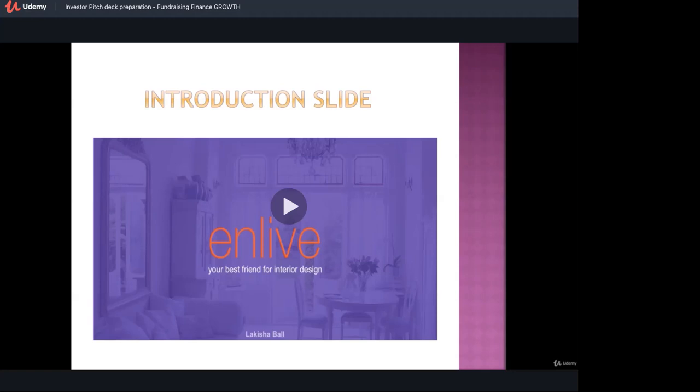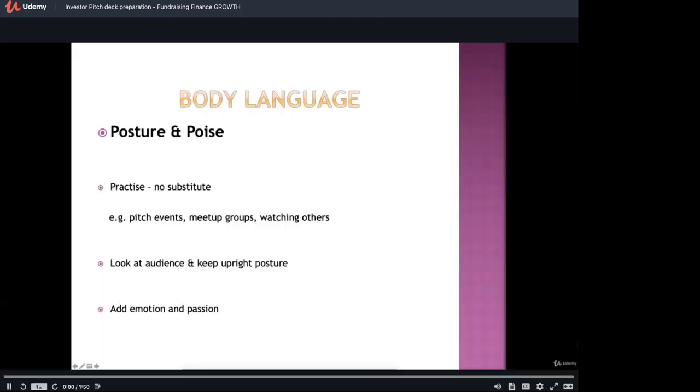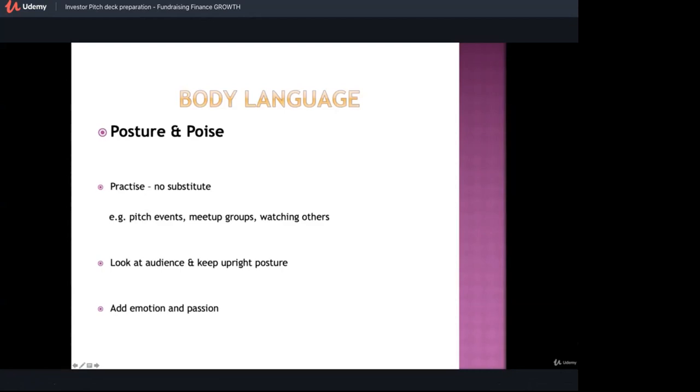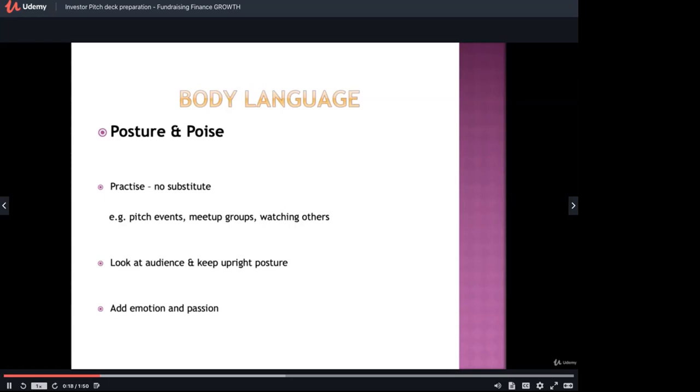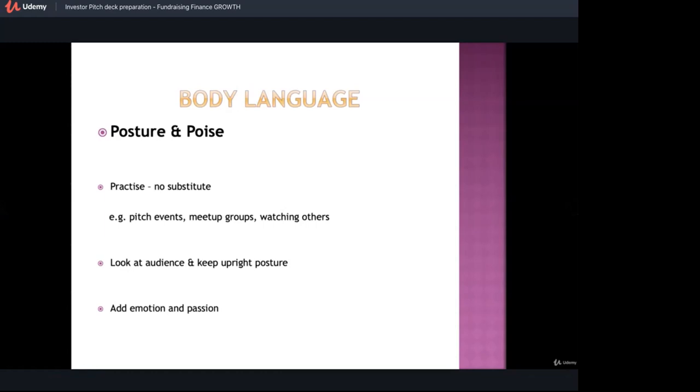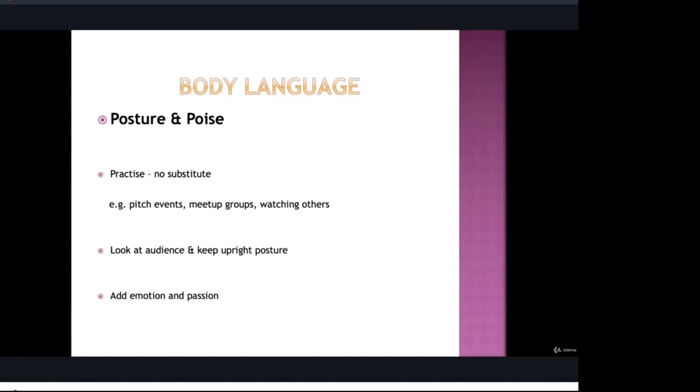Right, body language, posture and poise. It is easy to make common body language mistakes when making presentations to investors or to an audience of peers and colleagues. The more practice you have, the better you become at presenting. You can practice in front of friends, at pitch events and at meetup events. You can also attend events and watch other founders pitch.